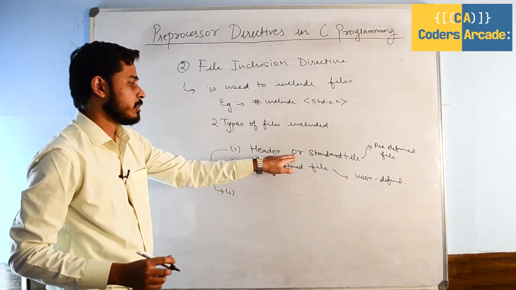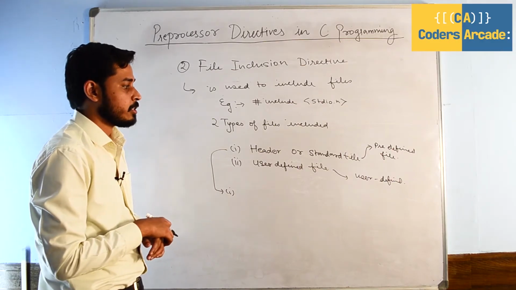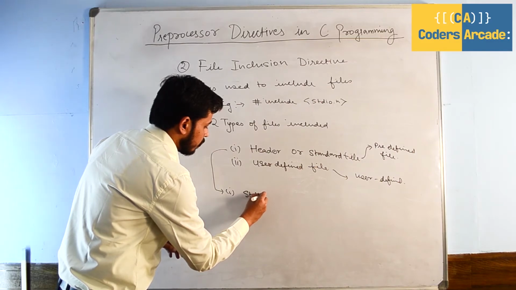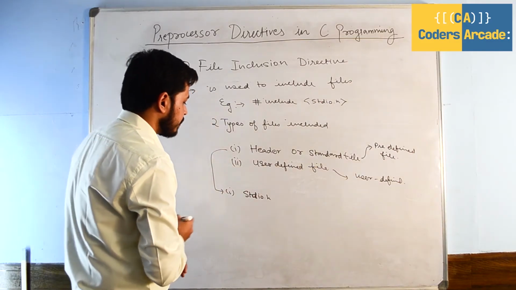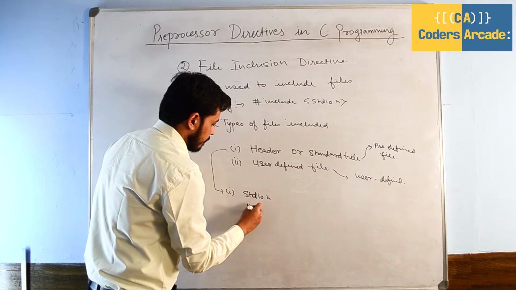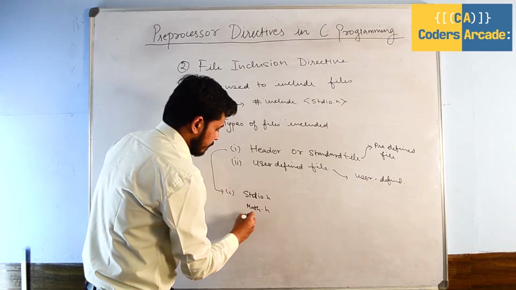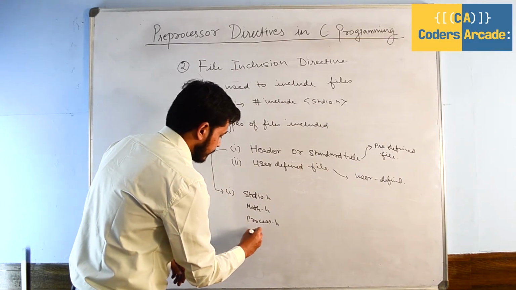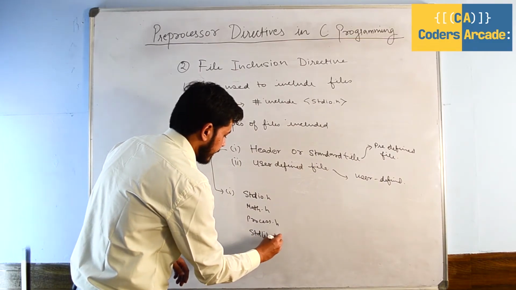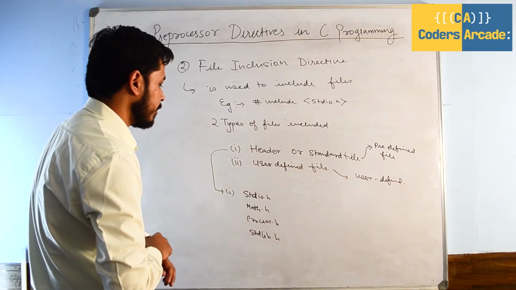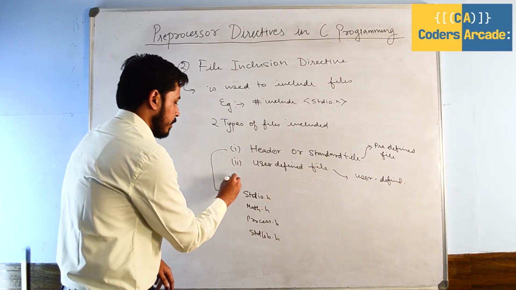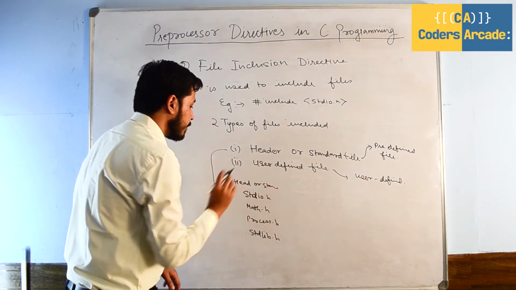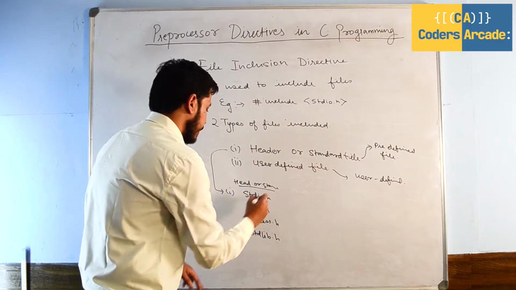So what does this header or the standard file contain? Predefined files means files such as stdio.h. We have this file, then we have math.h, then we have process.h, then we have stdlib.h. There are so many. These are the header or the standard files. These are the predefined files, right? These are the header or the standard, the first one.